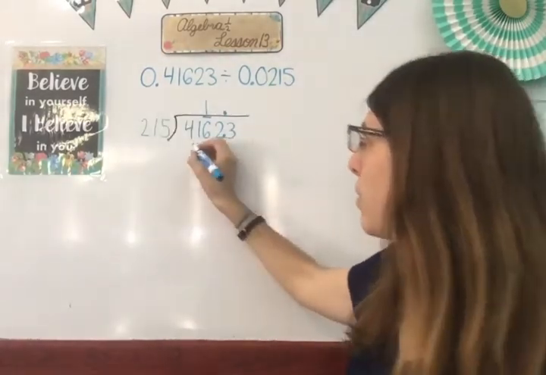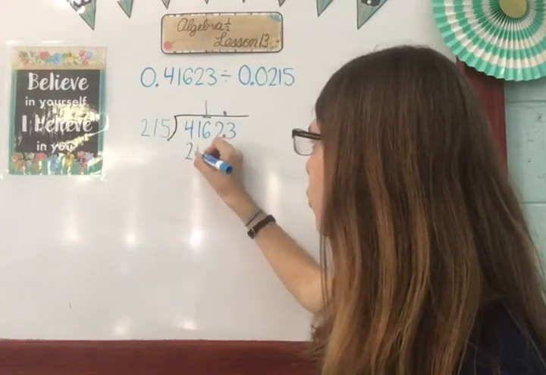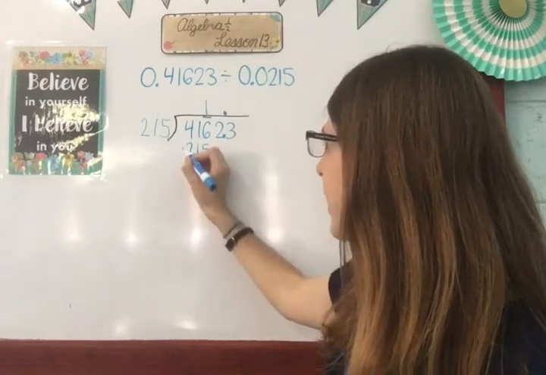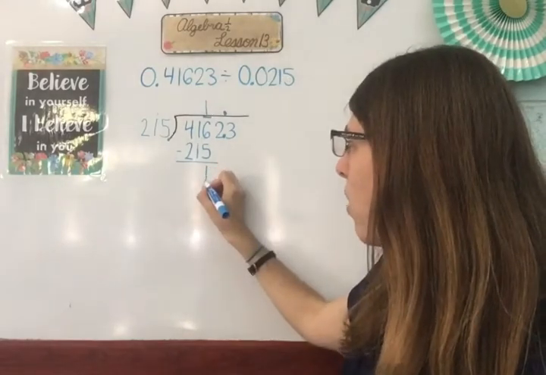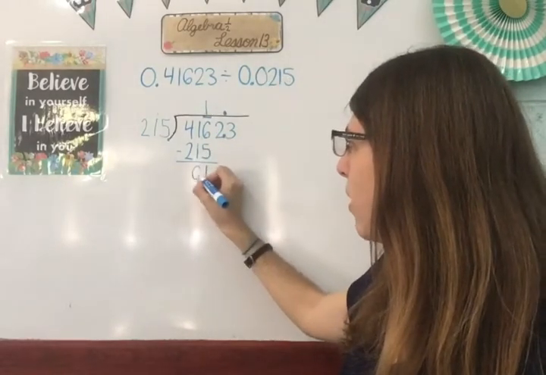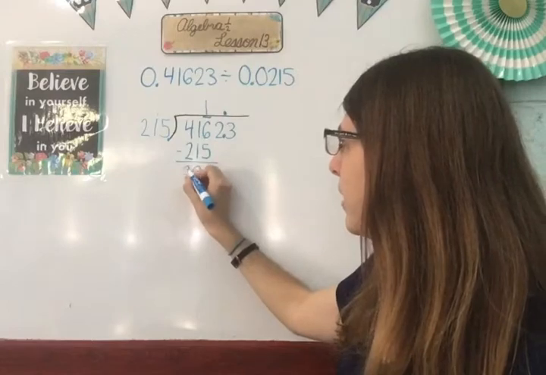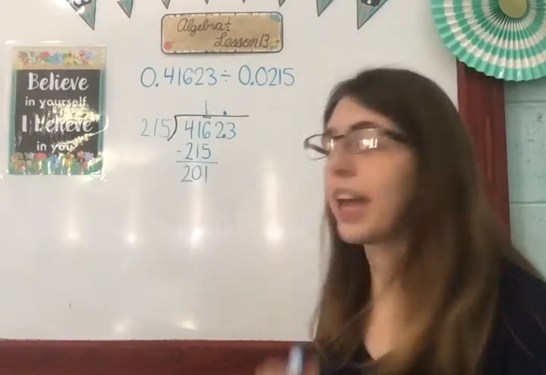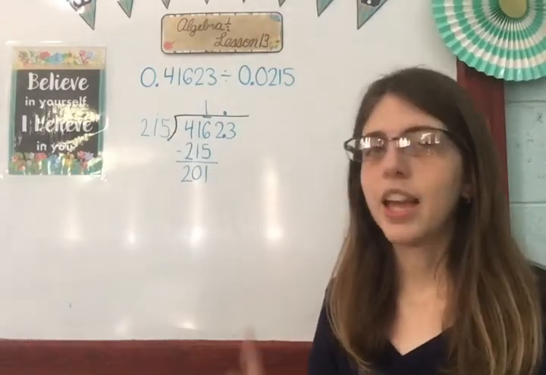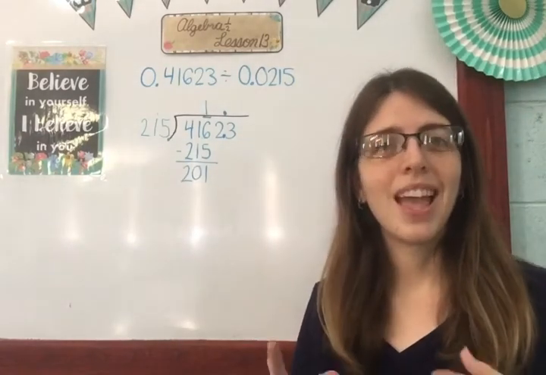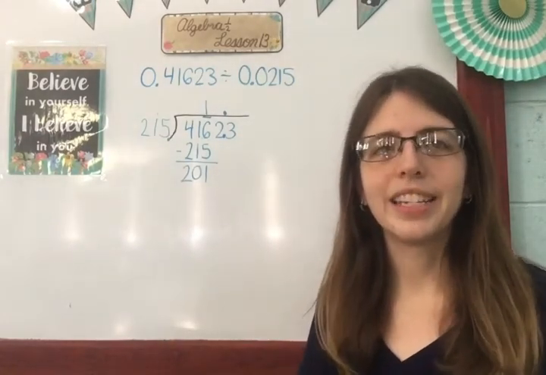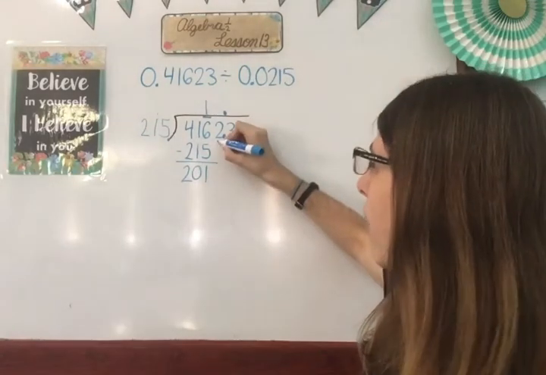So 1 times 215 is 215. And I subtract. 6 minus 5 is 1. 1 minus 1 is 0. 4 minus 2 is 2. So I have 201. Now I need to compare. Is 201 less than 215? Yes, it is. So I can continue dividing by bringing down the 2.